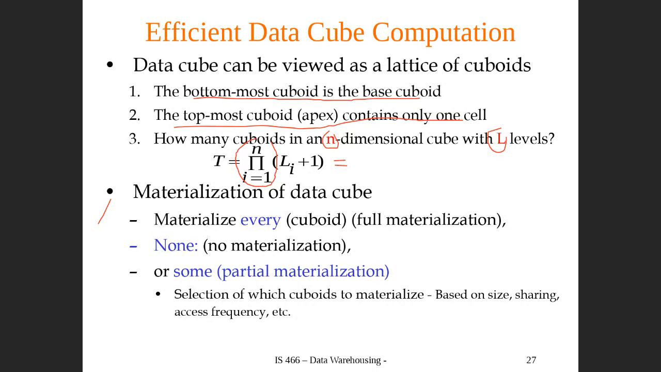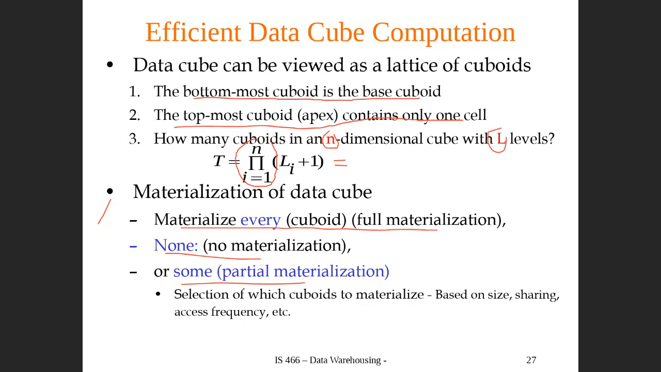Let's talk about full materialization: materialize every cuboid. Every cuboid will be materialized. We will discuss each of these three types of materialization one by one in the next slides. In no materialization, we make use of indexing techniques. Bitmap indexing will be used, and no cache mechanism will be there. Then we have partial materialization. In partial materialization, we need to identify some cuboids, and the rest will be neglected. The selection of which cuboids to materialize is based on size, sharing, and access frequency. So not all of the cuboids will be materialized, only some.